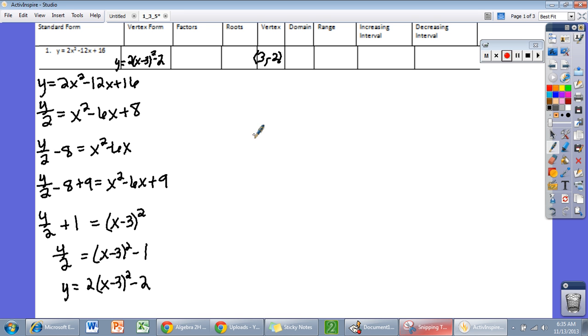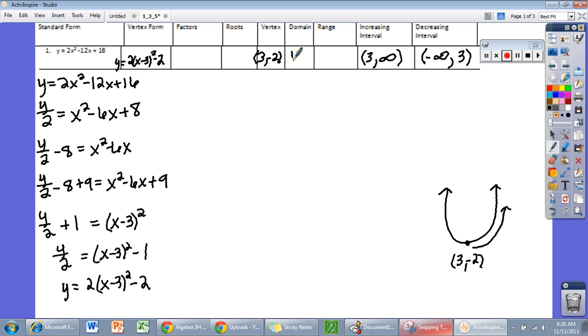Now that is going to help us tell our increasing interval and our decreasing interval, because in general, we know that this parabola opens up. I'm just going to draw a rough sketch without even an xy axis, just knowing the vertex here is at positive 3, negative 2. It is increasing on this side of my graph, and I'm always looking at the x value. So it starts increasing at 3 and it stops increasing at infinity. It starts decreasing at negative infinity and it stops decreasing at 3.